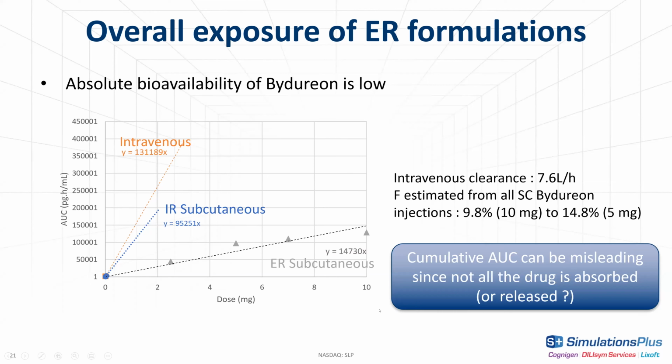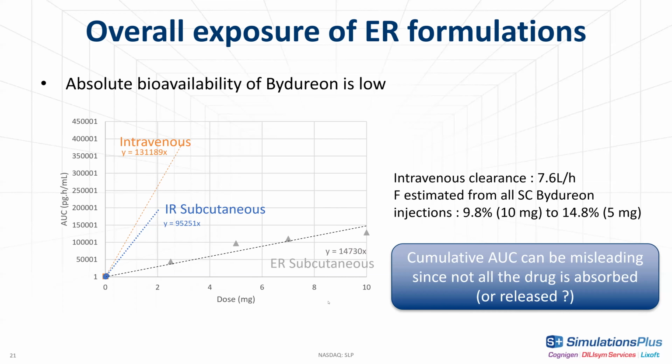So when you look at a cumulative AUC, it becomes misleading because not all the drug is bioavailable, not all the drug is absorbed or even released. So you are going to normalize with an incomplete in vivo release, and that can distort the in vivo cumulated profile a bit. That's an issue. There's a workaround, and you can use GastroPlus, for example, as a PBPK platform to do mechanistic modeling.